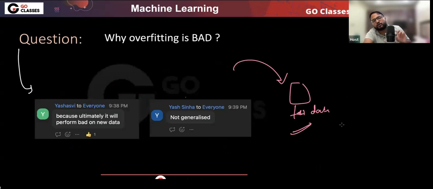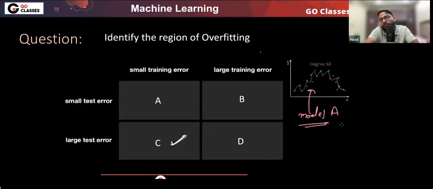Because if you are learning too much of the noise, you want to be able to generalize. So why is it bad? Because of no generalization. Okay. What is overfitting? Overfitting means you have a small training error. It is very good on the train, but when it sees the test, it is not able to perform.